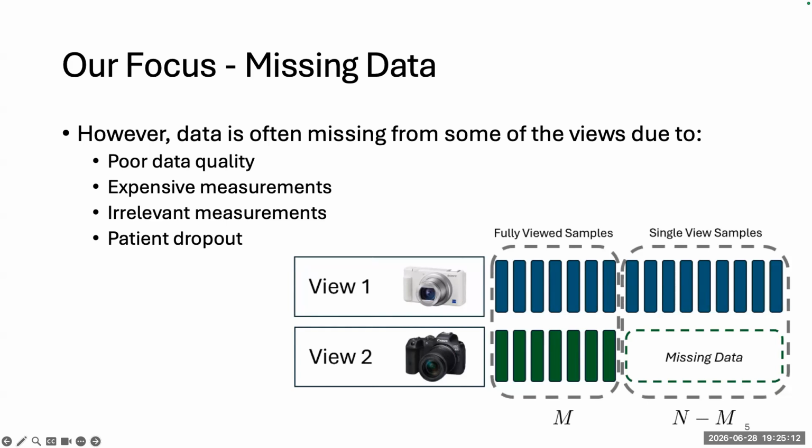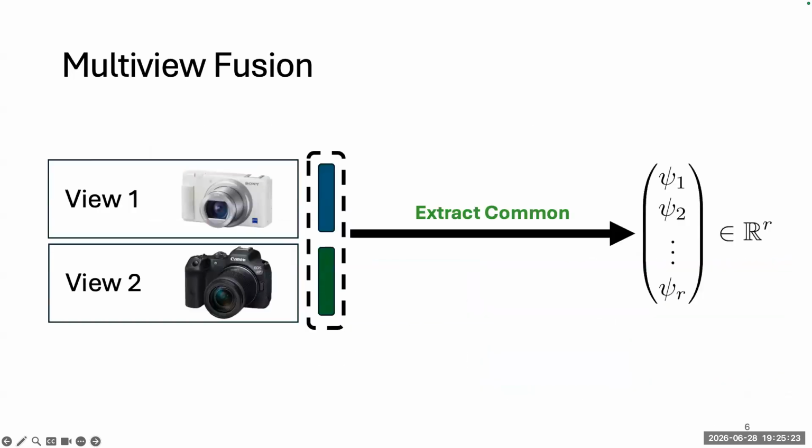Our focus is on relaxing this alignment assumption, requiring a smaller subset of m aligned measurements, and allowing for additional n minus m measurements only from the first view. The common components are extracted by mapping each sample pair to a single low-dimensional embedding, representing the common components.